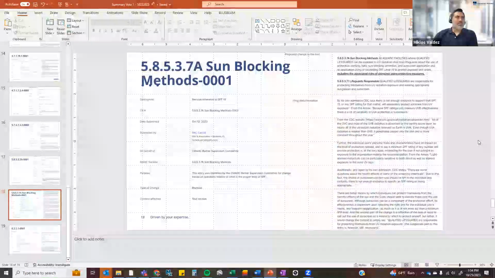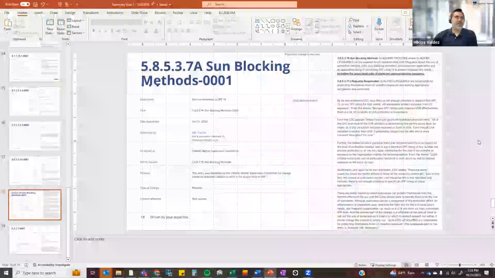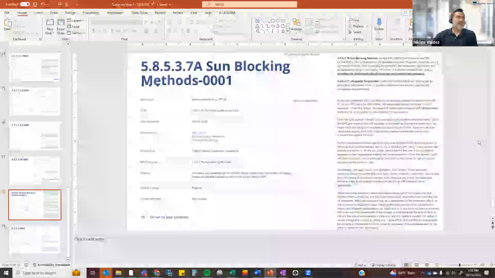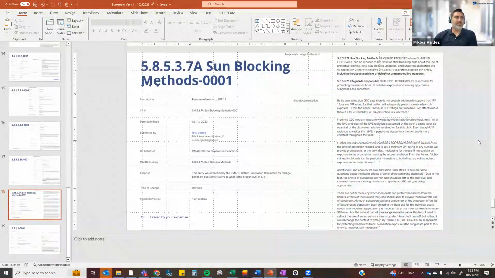Next is also from the Bather Supervision Committee, 58537, sun blocking methods. If you look at the description, I don't think it accurately describes what the proposed text change is. It's actually not removing the reference to SPF level 15. It's adding the underlined and bold language that says including the associated risks of using and not using protective measures.